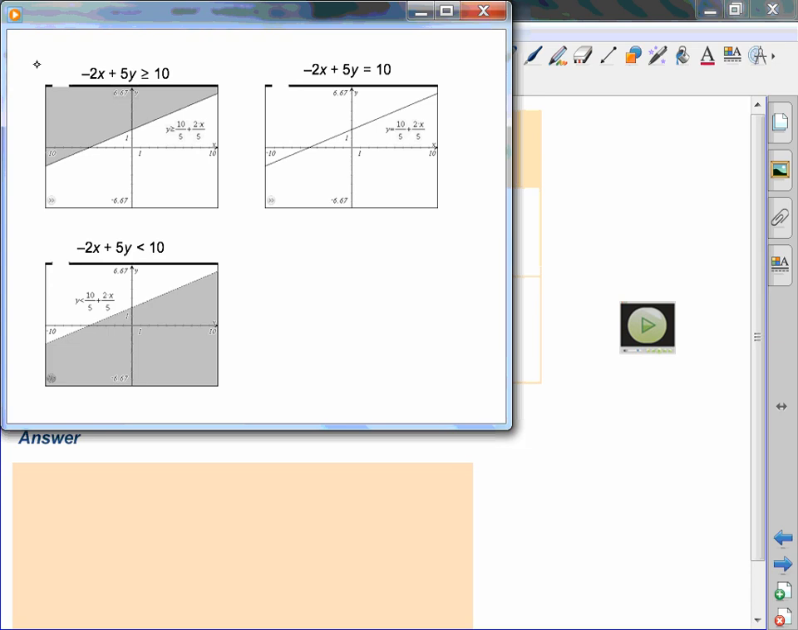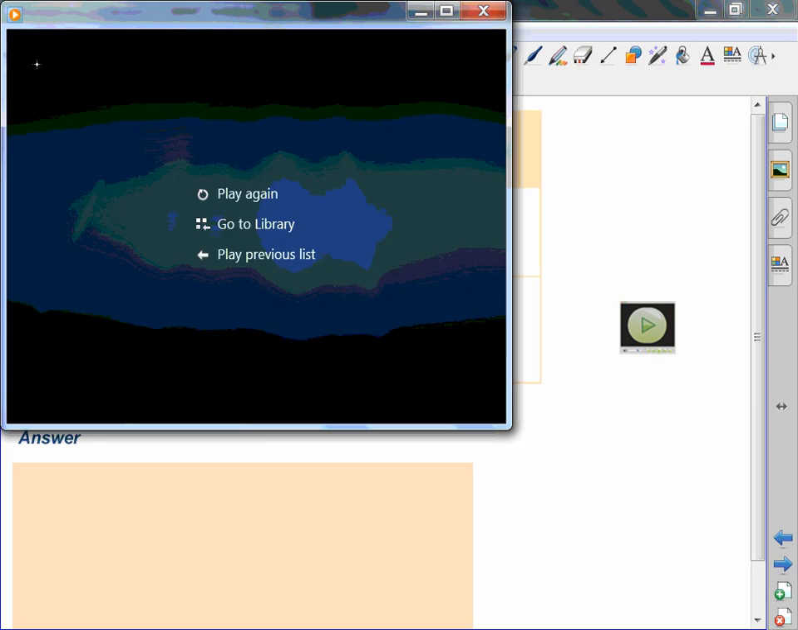Negative 2x plus 5y is less than 10 describes the region that includes all the points below the line negative 2x plus 5y equals 10, but not the points on this line. All three relations share the same boundary line, but they describe different regions related to this line. And that's it for example 1.